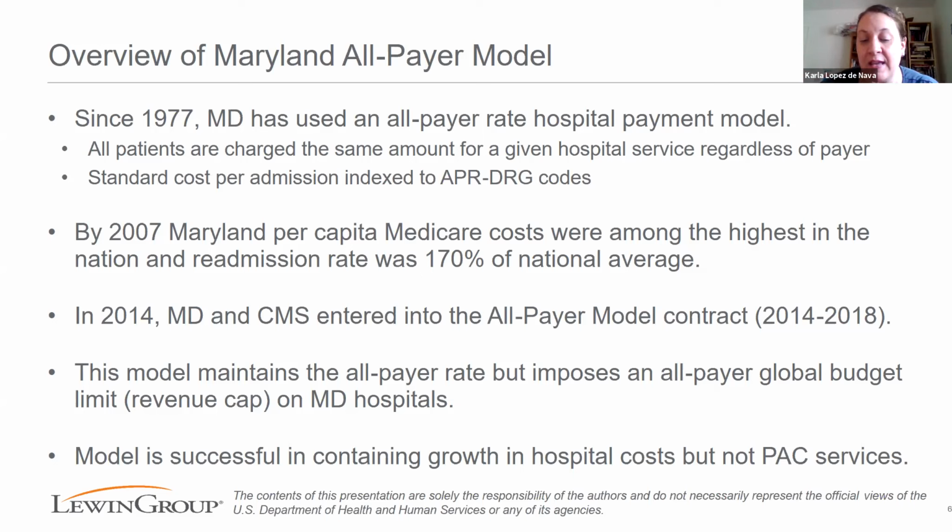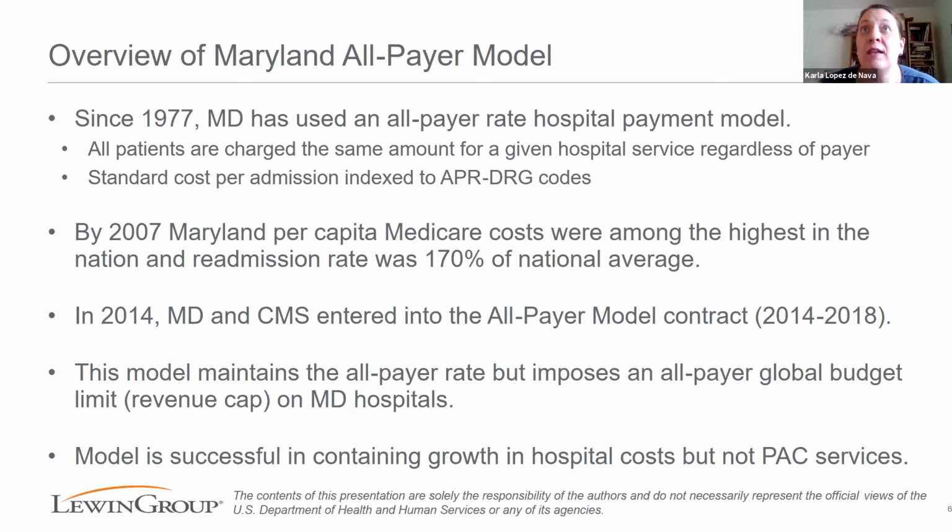And what happened is that the volume of services started increasing. By 2017, the Maryland per capita Medicare costs were among the highest in the nation, and the readmission rate for Medicare beneficiaries was 170% of the national average. So in 2014, Maryland and CMS entered into a new waiver called the all-payer model. In this model, they maintained the all-payer rate, but imposed a hospital global budget. Basically, each hospital has an annual revenue limit.